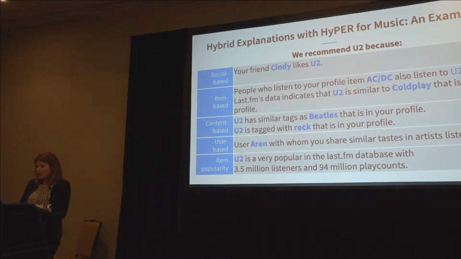Here is an example of a hybrid explanation using natural language. In this example, we recommend to the user the artist U2 because of 7 different reasons. Each reason belongs to a specific style. For example, the first reason belongs to the social-based style. And note that although the styles are fixed, their content is personalized to its user's data.